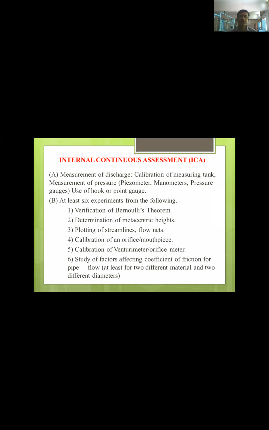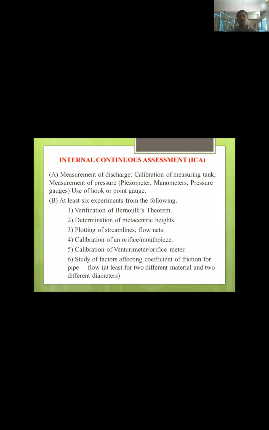We are going to learn this Bernoulli's theorem in unit number 4, from the second section. Fluid dynamics is the name of that unit. In that unit, you are going to learn what Bernoulli's theorem is and how to verify it. We are going to do it practically, to verify whether Bernoulli's theorem is true or false. That is the practical we are going to perform in our lab.